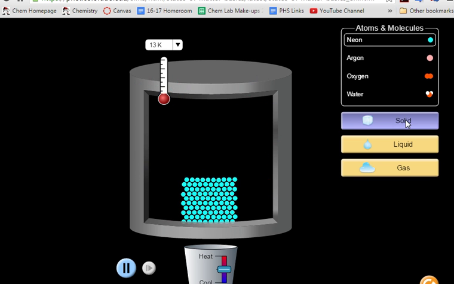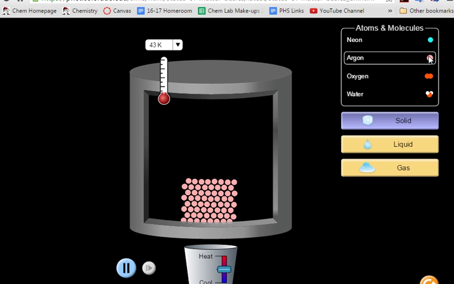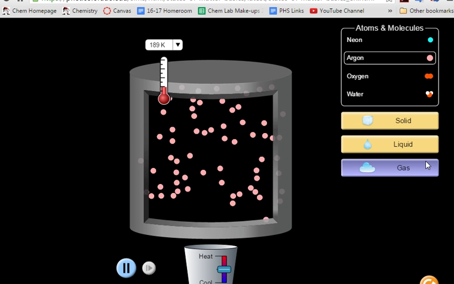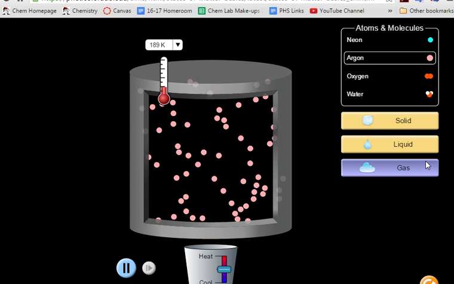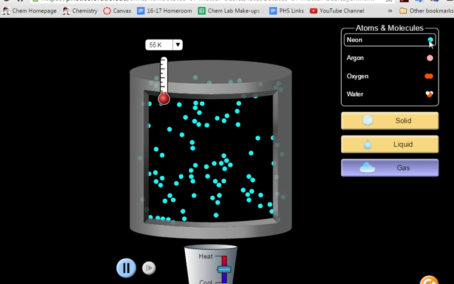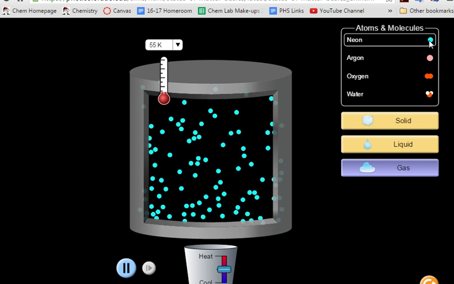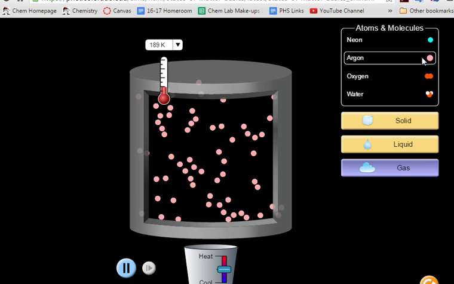Okay? Well, if I hit argon, watch the temperature go up. Why did that go up? Well, argon is a bigger molecule than neon. Those are both LDs, but this is bigger. So it's a stronger IMF. So when I want to boil that, it's 189 versus 55. There's not much that keeps this together. The argon, there's a little bit, there's more stickiness.